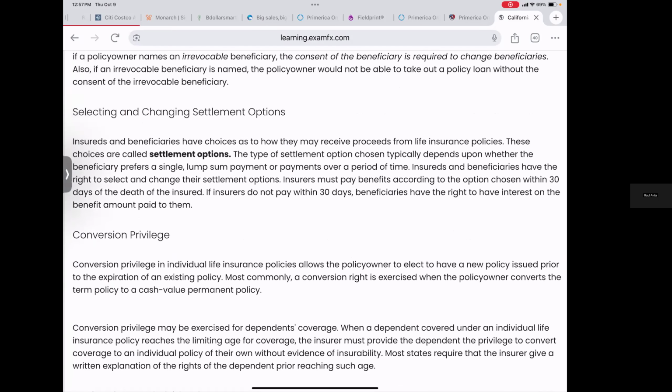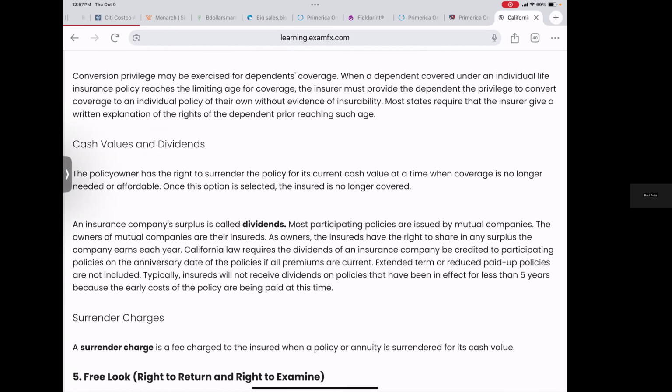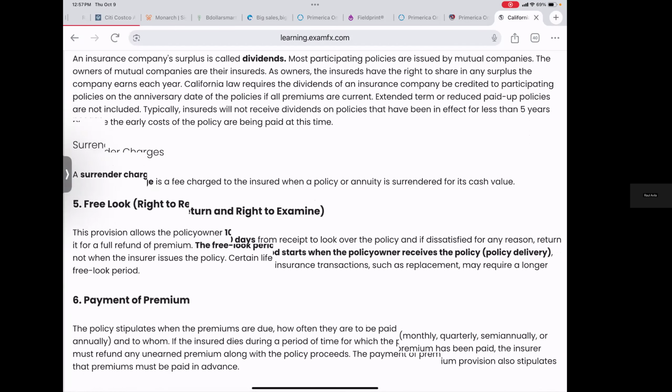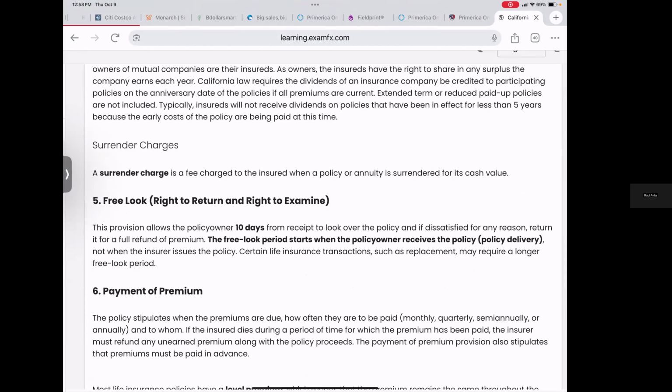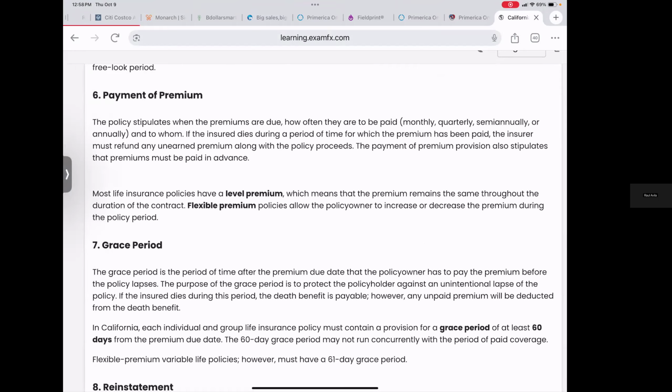Selecting charging settlement options. Cash value dividends. Free look period. You remember free look period? What do you know about free look period? Free look period is a period where you can get your money back. If you're 60 or older, you have a 30 day. Yeah. Good job. All right, let's keep going.